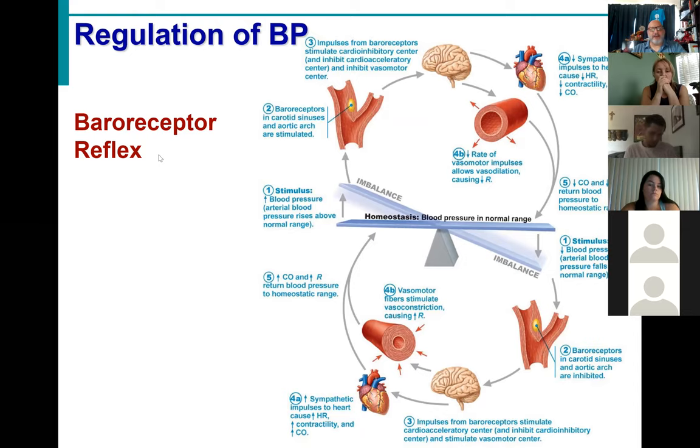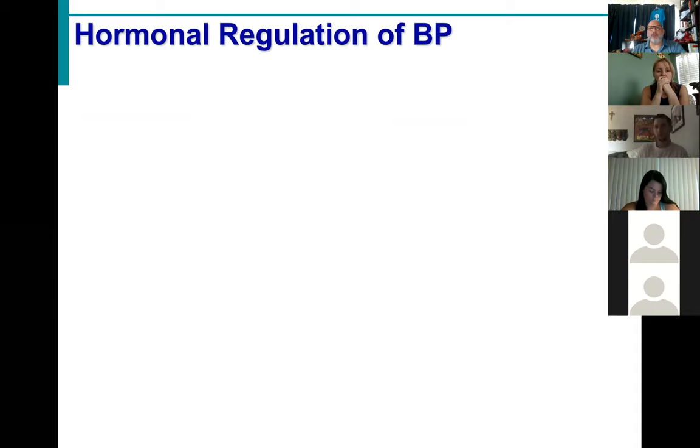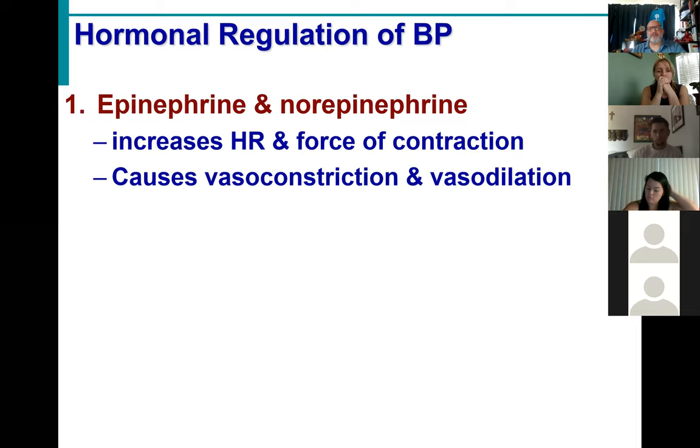All right, as we've also talked about, the nervous system is not the only way we can control and regulate our blood pressure. Hormones can do it as well. So let's talk about some examples of this, starting first with the easy one we've all known and talked about a lot, epinephrine and norepinephrine. And remind me again, what are the other names for epinephrine and norepinephrine? Adrenaline and noradrenaline. Yeah, adrenaline and noradrenaline, absolutely.